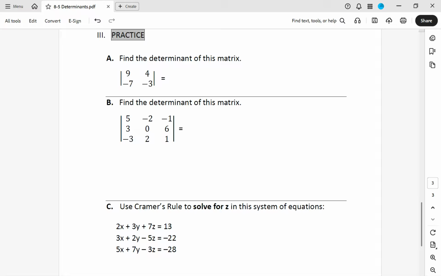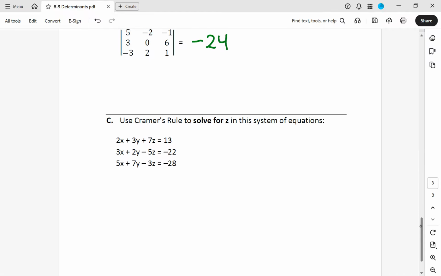Okay, now that you are back, I will write the answers up here. Okay, so this one we would do 9 times negative 3 minus negative 7 times 4, which is negative 27 plus 28. That equals 1. On this one, you can do it either which way. I'm just going to tell you the answer here. It's negative 24.